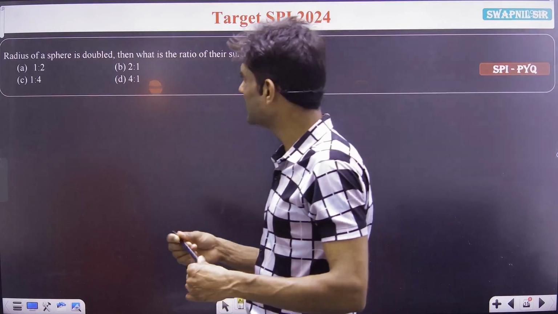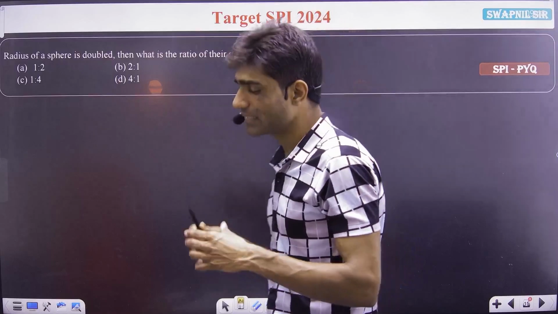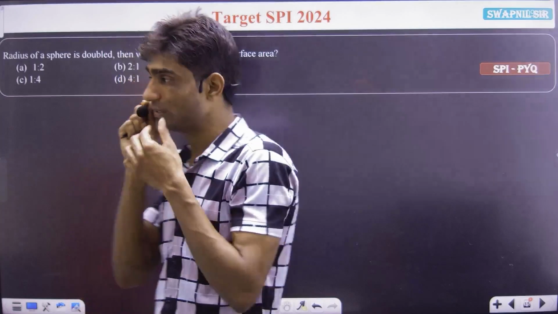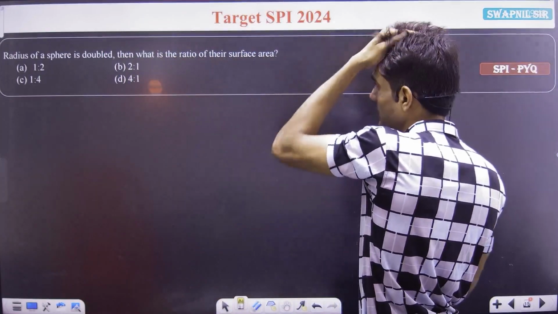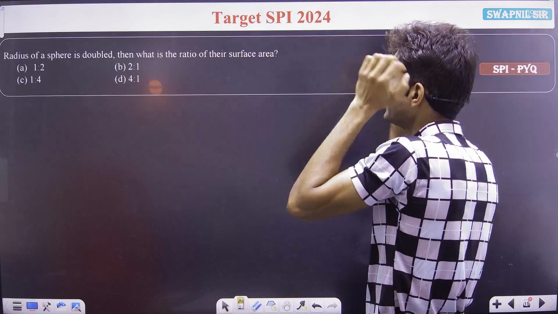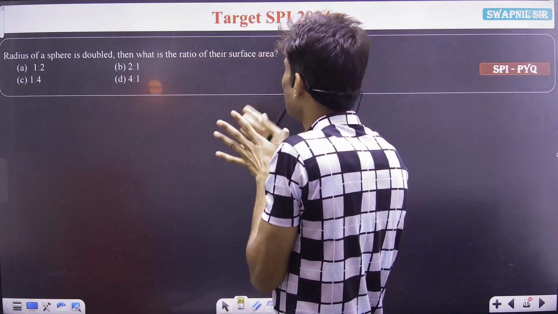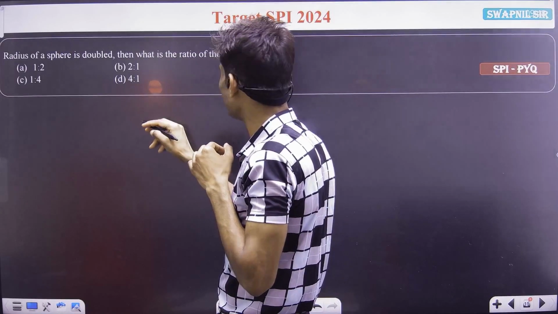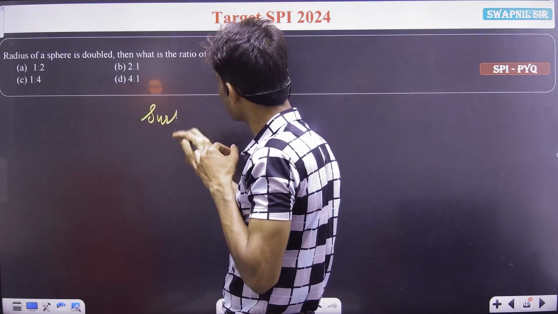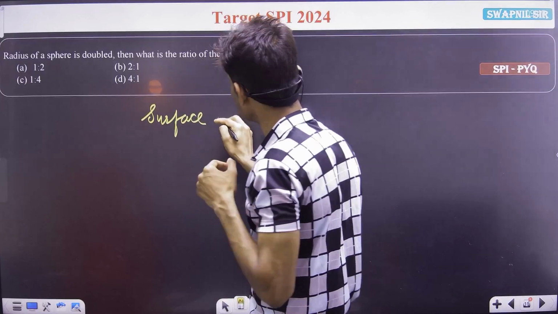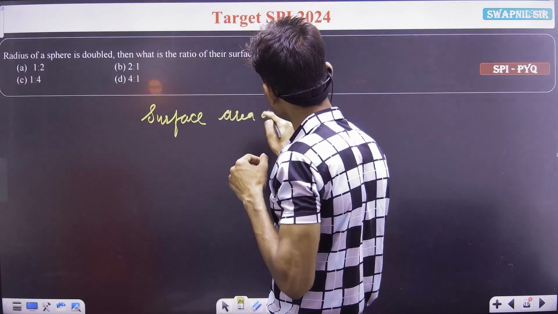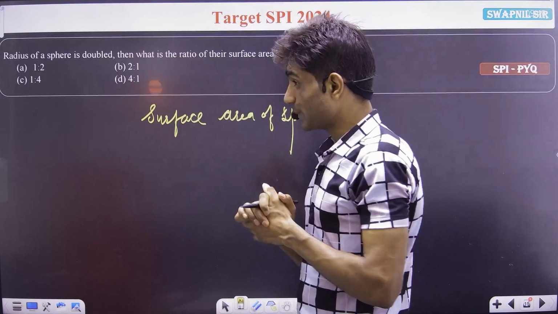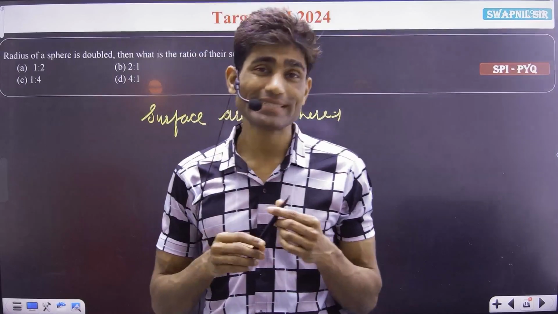If the radius of a sphere is doubled, then what is the ratio of their surface areas? Okay, what we have been given in our question is that the radius of a sphere is doubled, then what is the ratio of their surface areas? Now let me write the surface area of a sphere. So we need to know the surface area of a sphere.